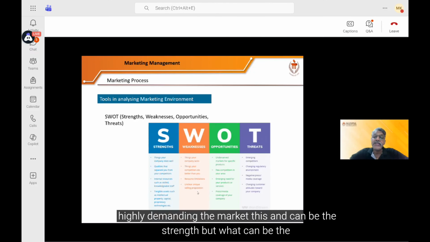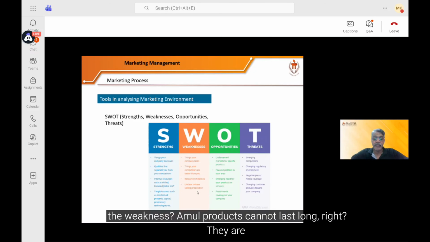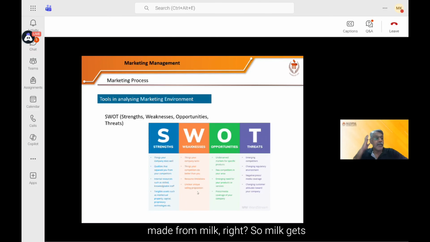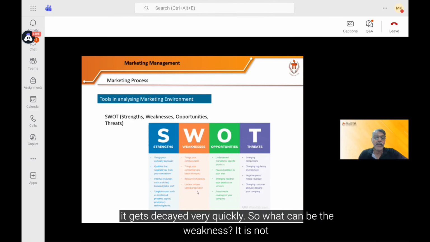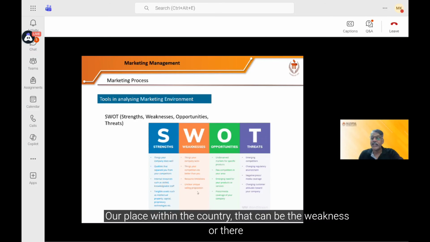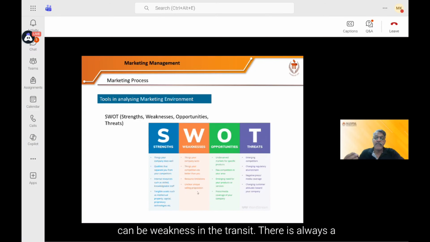But what can be the weakness? Amul products cannot last long, right? They are made from milk, right? So milk decays very quickly. So what can be the weakness? It is not able to supply the products to far places within the country. That can be the weakness. Or there can be weakness in transit. There is always a chance that the product may get deteriorated, or the product may get spilled, and all those things.